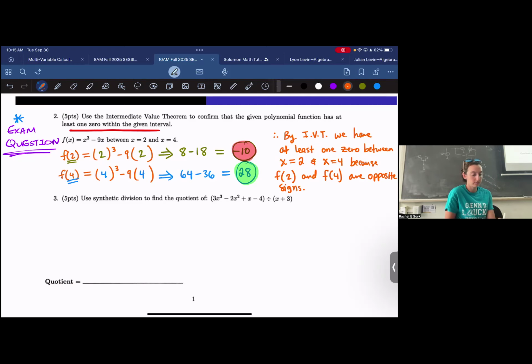And we're done. A lot of the time, they will ask you to explain, so that's why I put this explanation there. Right? So just a quick recap of intermediate value theorem.